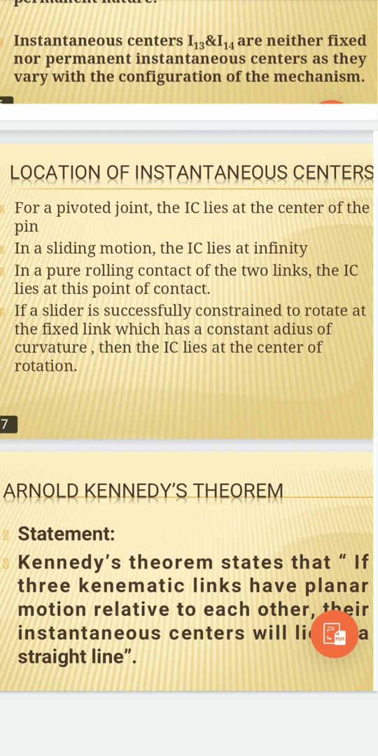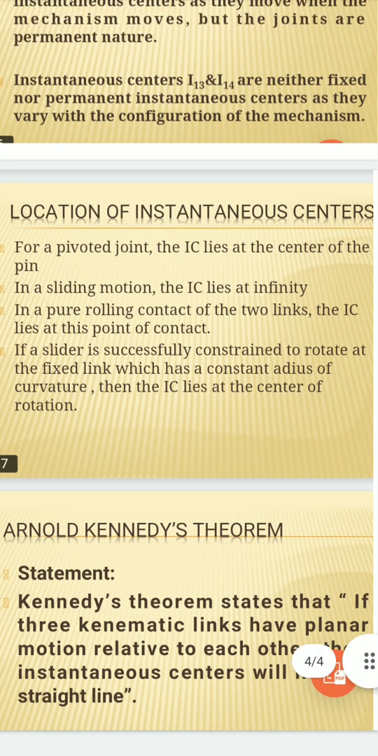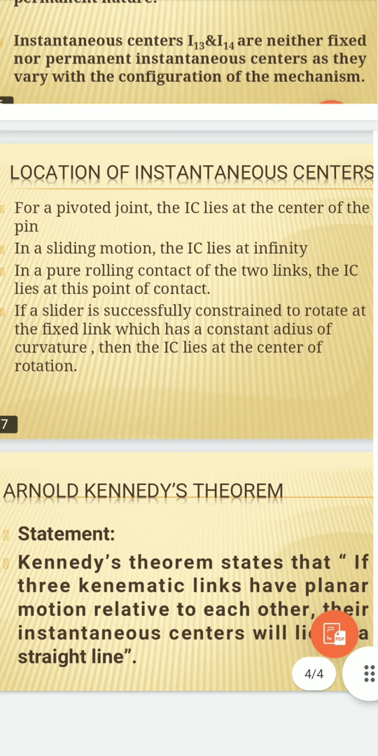So with this basic introduction to instantaneous centers, let us move forward to find how the velocity and acceleration analysis can be done.